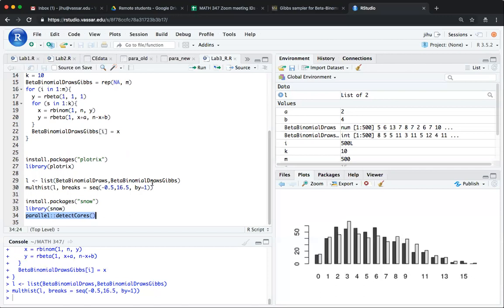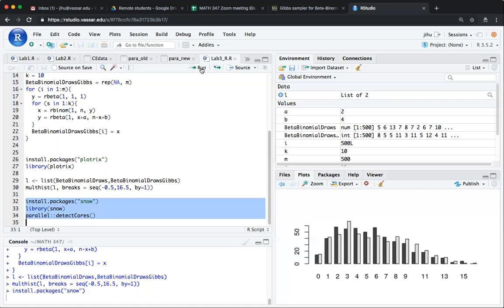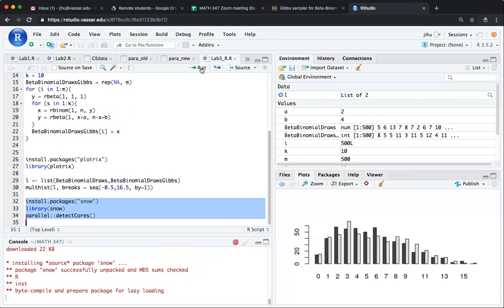Because I'm using the RStudio server, let's see if you can access that. But if you download it, okay, so this computer has 8 cores. And that means you can set up 8 different parallel computing processes to do this.